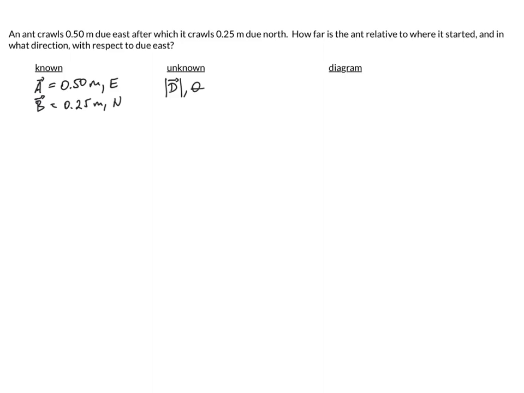So here is the diagram. I'm going to draw a coordinate system. Call this east, call this north. That would be west and south. And we know that the ant is going due east first, and then it turns around and goes north. So I called this portion vector A, that portion vector B, and what we're looking for is the distance, the displacement of the ant, how far away it is from where it started.